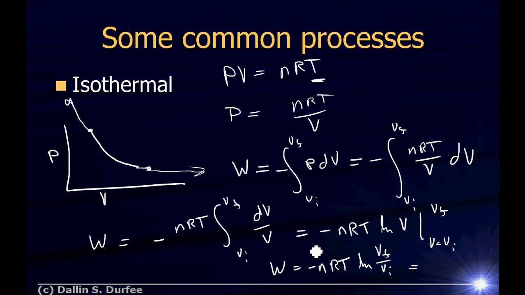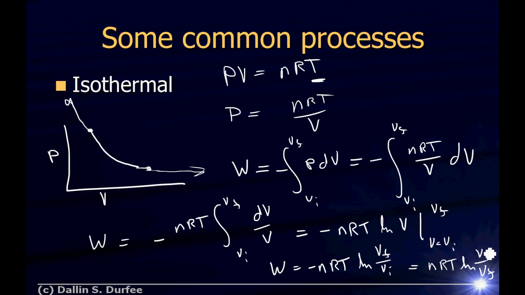Or I can note that taking a minus sign is the same thing as flipping that over, and I can write this as nRT natural log of V initial over V final. And you see here, natural log of 1 is 0, right? If I don't change the volume in an isothermal process, nothing changed, and no work is done.